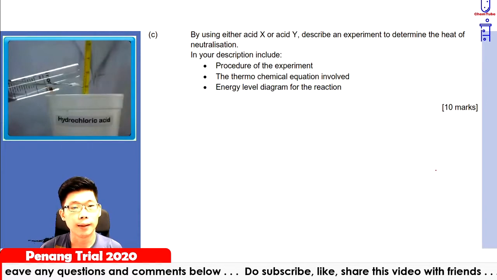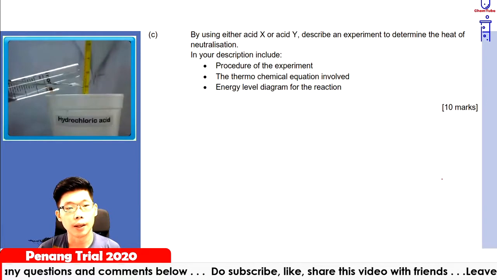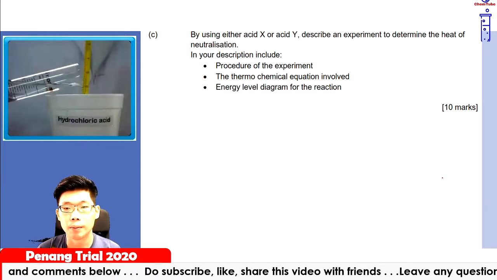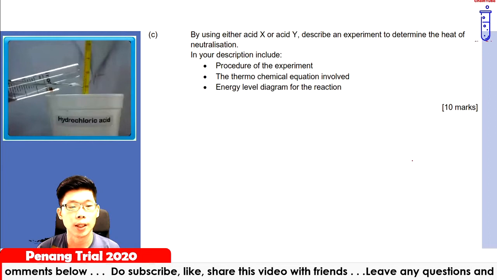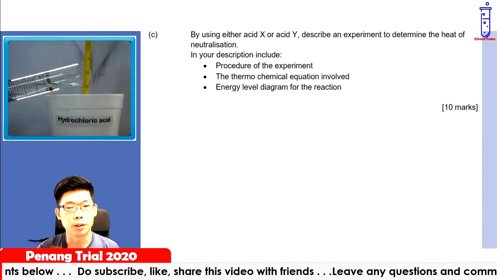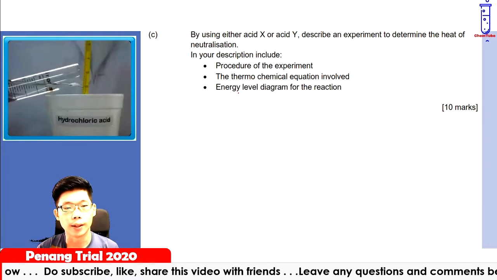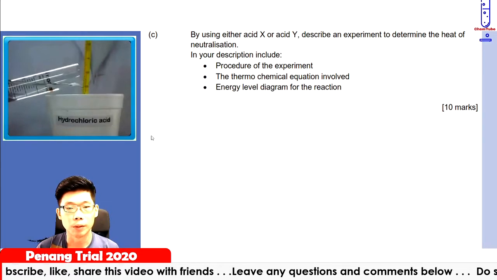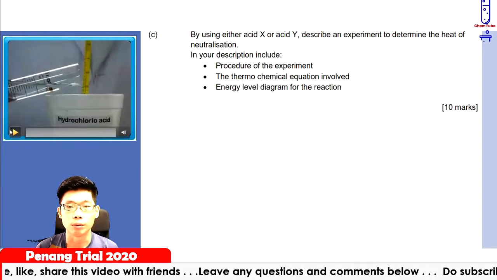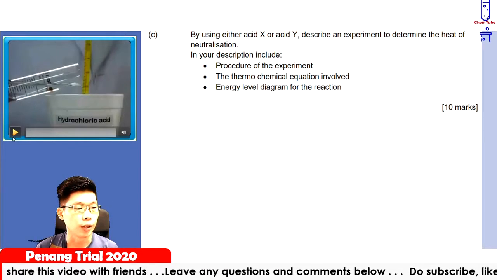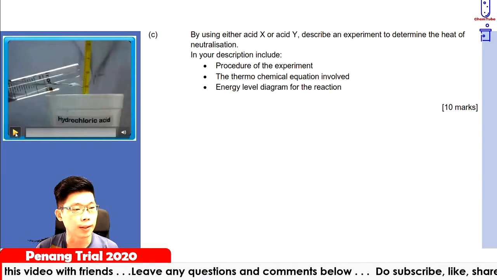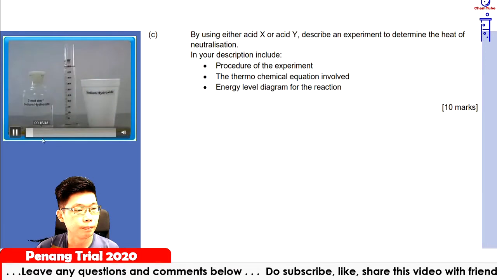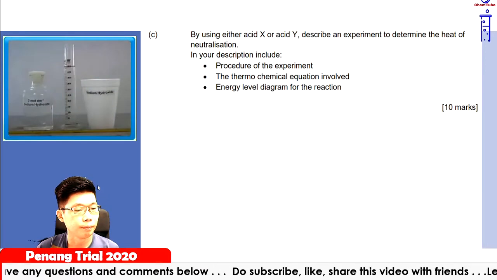Now, by using either acid X or Y, describe the experiment to determine the heat of neutralization. In your description, include the procedure, the thermochemical equation involved, and the energy level diagrams. Before that, I will show you the video on how to determine the heat of neutralization. I hope that you remember the steps. Watch the video and answer the following questions.